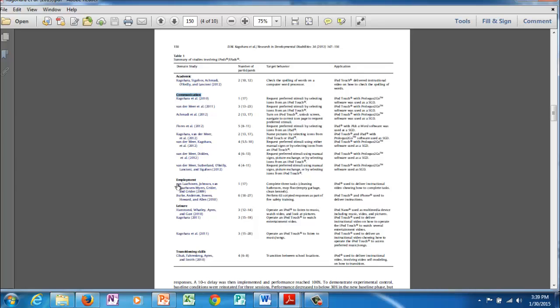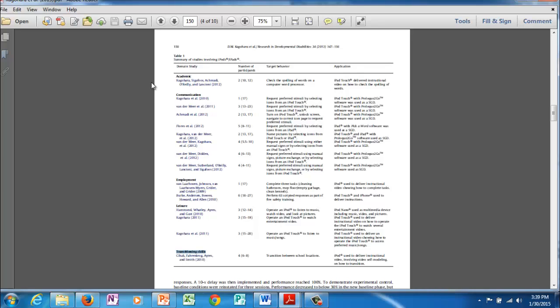They found 2 studies related to teaching employment skills. They found 3 studies related to teaching leisure skills to students with autism using an iPad. And they found 1 study teaching transitional skills for students with autism using an iPad. Okay.